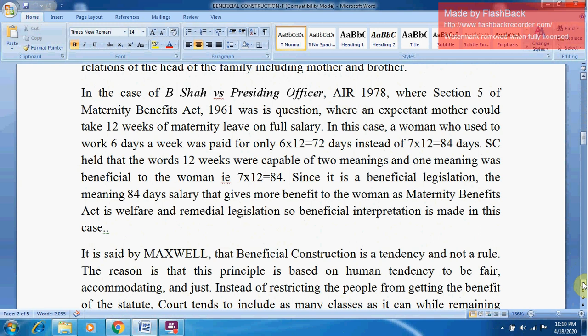The Supreme Court held that the words 12 weeks were capable of two meanings, and one meaning was beneficial to the woman, that is 7 into 12, 84. Since it is a beneficial legislation, the meaning of 84 days salary that gives more benefit to the woman should be adopted, as the Maternity Benefit Act is a welfare and remedial legislation, so beneficial interpretation is made in this case.